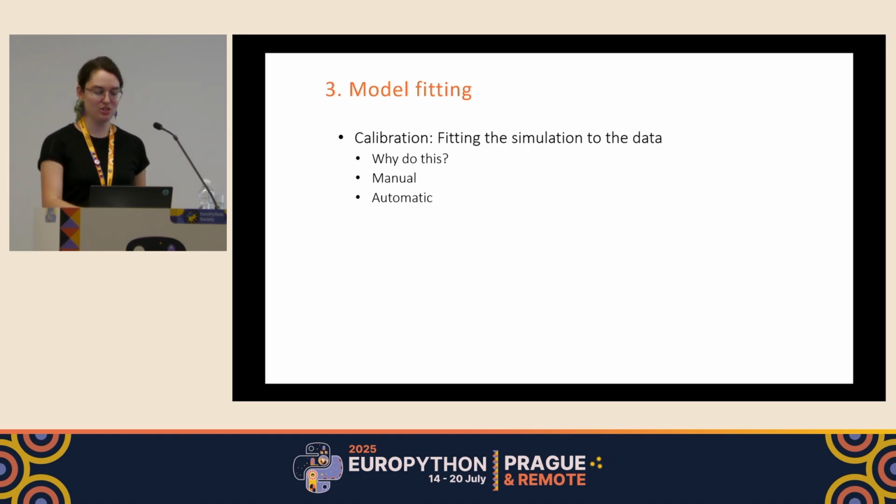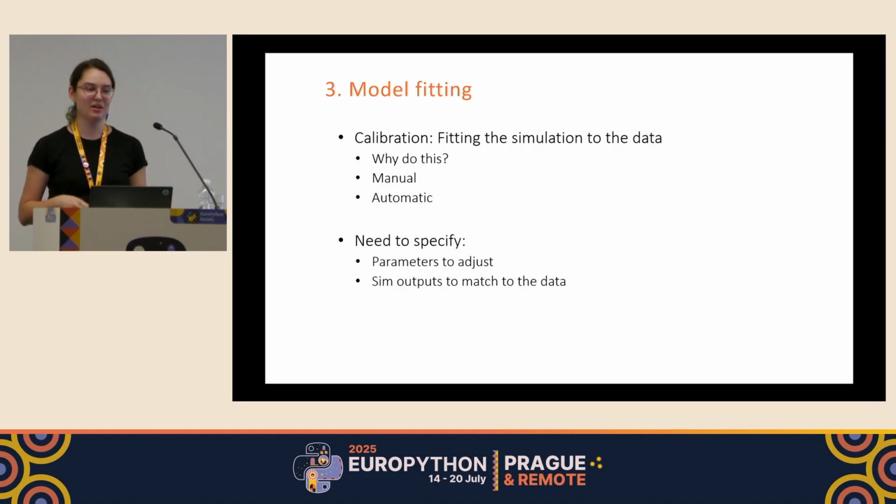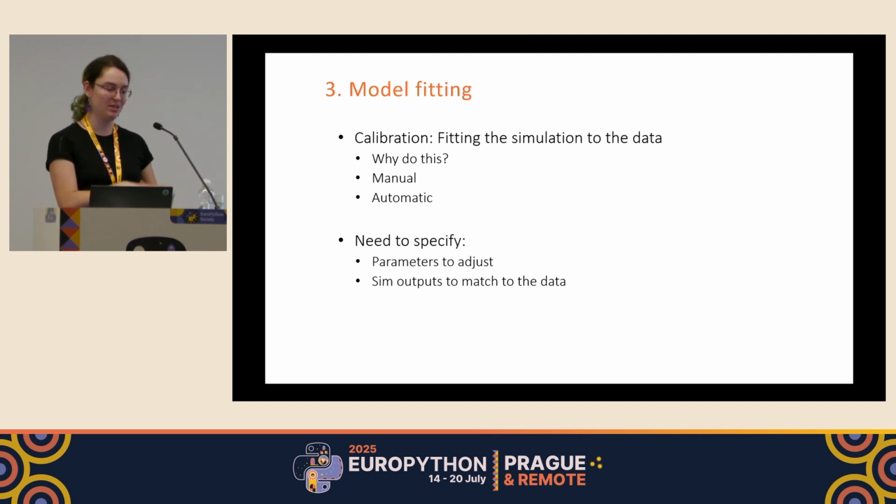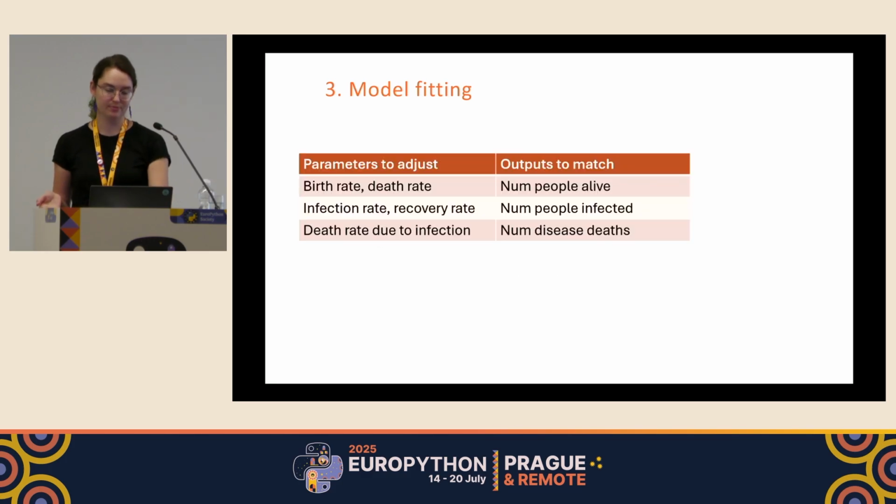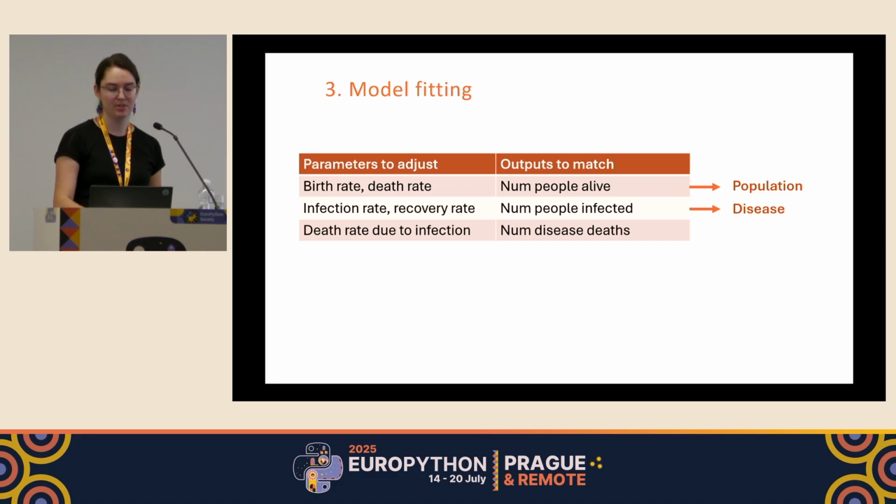So all we need to do is specify which parameters to adjust, which are going to be the adjustables, and which simulation outputs we want to match to the data, the measurables. And we always do this in a particular order. So here I've put the parameters to adjust, parameters, the outputs that we want to match. And we start with the population parameters, like birth rate and death rate. Then the disease parameters, like the infection rate and recovery rate. And finally, the disease deaths.